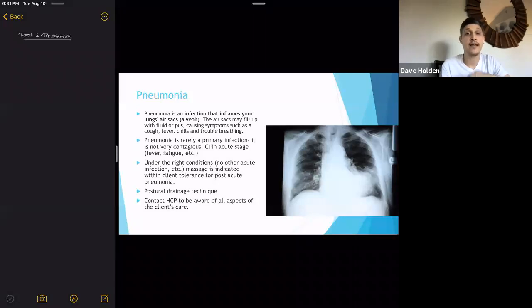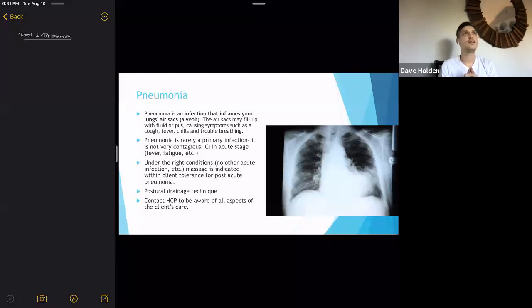Now, under the right conditions, so there is no other acute infection, no fever, nothing like that, then massage is indicated, but you just need to operate within the client's tolerance. They may be sore, they may have trouble breathing, certain positions may be uncomfortable for them, they may not be able to handle a face cradle. Postural drainage is a technique that we can do.